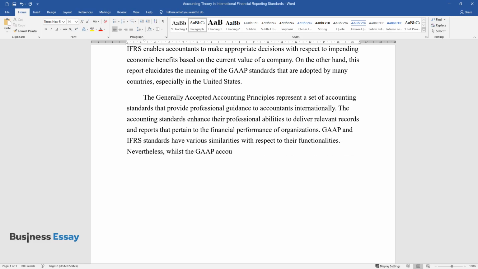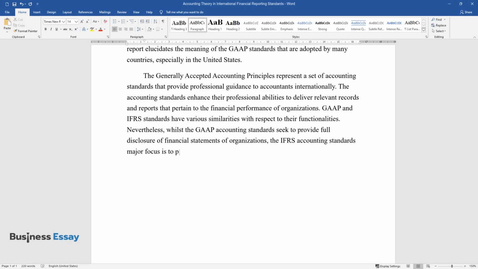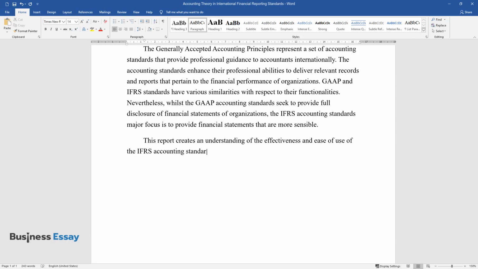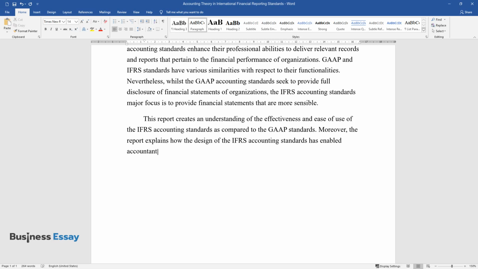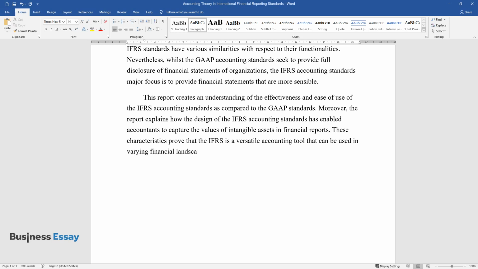Nevertheless, whilst the GAAP accounting standards seek to provide full disclosure of financial statements of organizations, the IFRS accounting standards' major focus is to provide financial statements that are more sensible. This report creates an understanding of the effectiveness and ease of use of the IFRS accounting standards as compared to the GAAP standards. Moreover, the report explains how the design of the IFRS accounting standards has enabled accountants to capture the values of intangible assets in financial reports. These characteristics prove that the IFRS is a versatile accounting tool that can be used in varying financial landscapes.